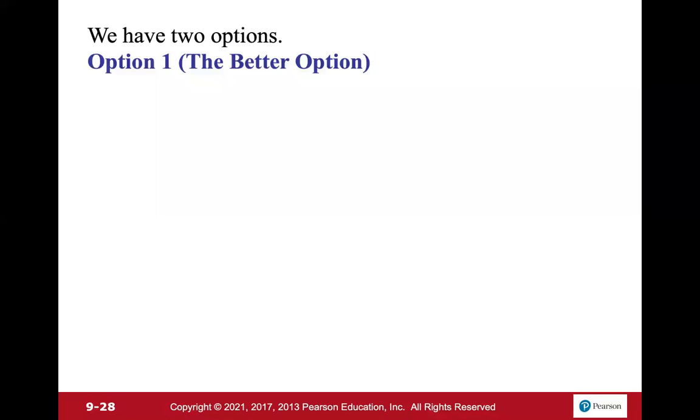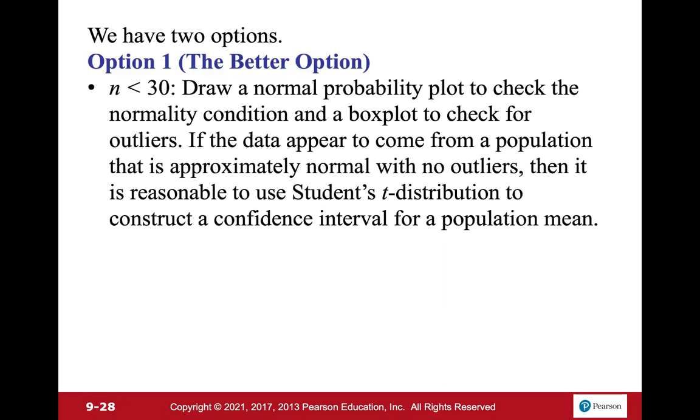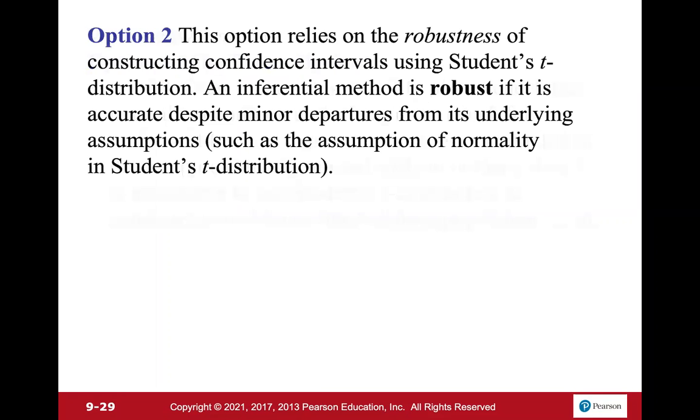So we have two options. Option one, the better option. If n is less than 30, draw a normal probability plot to check the normality condition and a box plot to check for outliers. The data appear to come from a population that is approximately normal with no outliers, and it is reasonable to use the student's t-distribution to construct a confidence interval for the population mean.